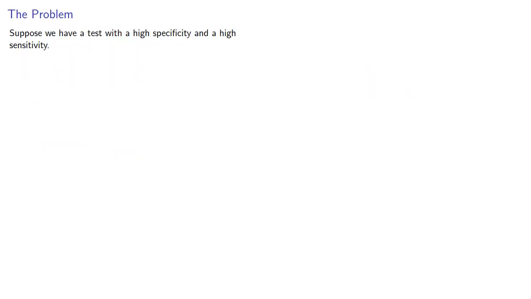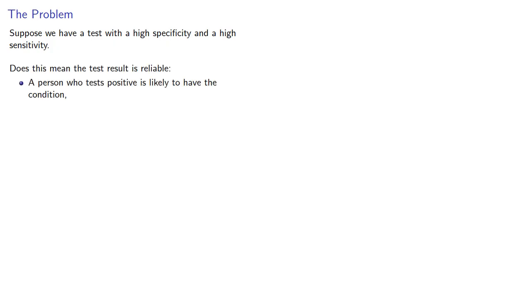Suppose we have a test with a high specificity and a high sensitivity. Does this mean the test result is reliable? In other words, a person who tests positive is likely to have the condition, and a person who tests negative is likely to not have the condition.